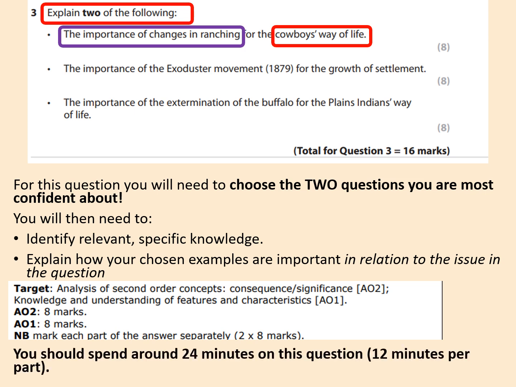You should spend about 24 minutes on this question, so about 12 minutes per part. It's a little bit confusing, the wording of this. Although it counts as one question, there are two really distinct parts to it, so it's kind of a two-parter question really. And that's why it says down here, the total for question 3 is actually 16 marks, but 8 marks for each component.